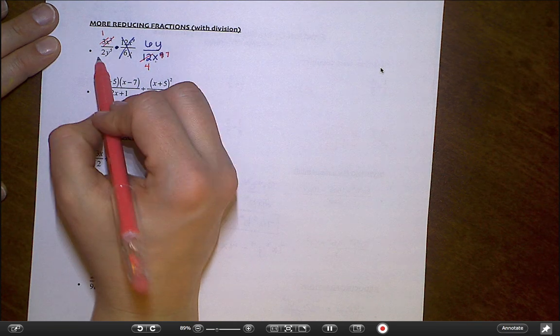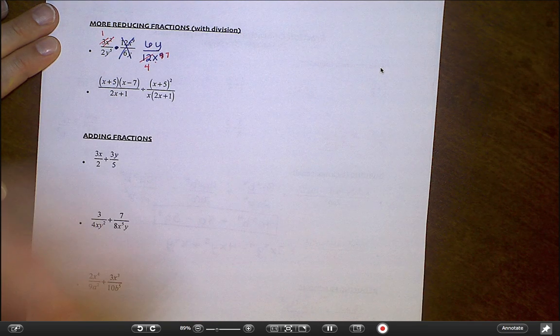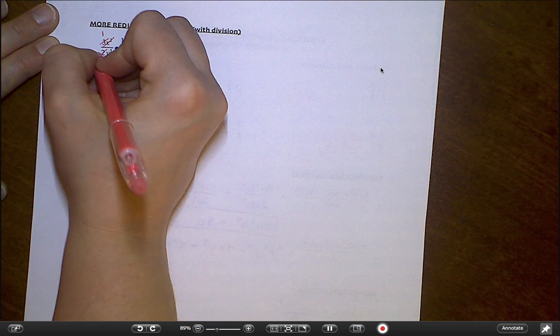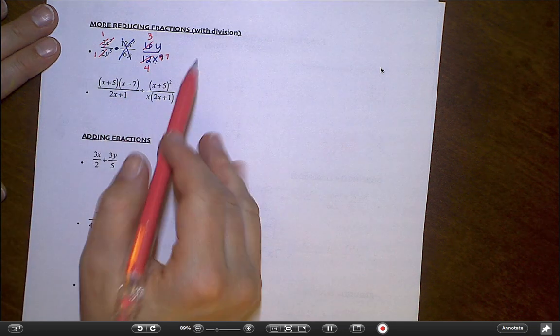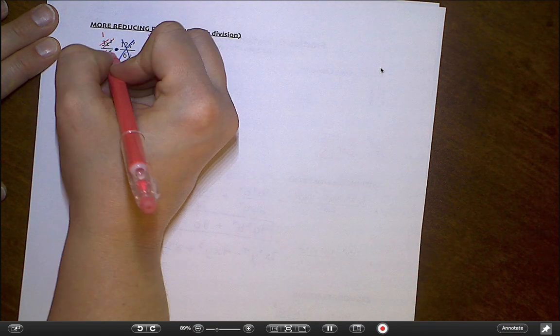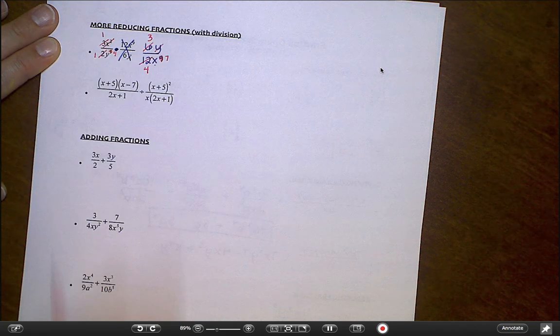Let's go this way. So 6 and 2 can both be divided by 2. That would leave me with a 3 and a 1. And then I have a y with a y to the 5th, so one y would cancel out, and this would become a y to the 4th.